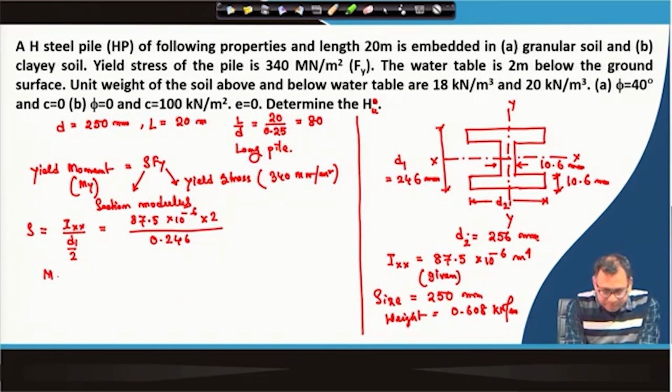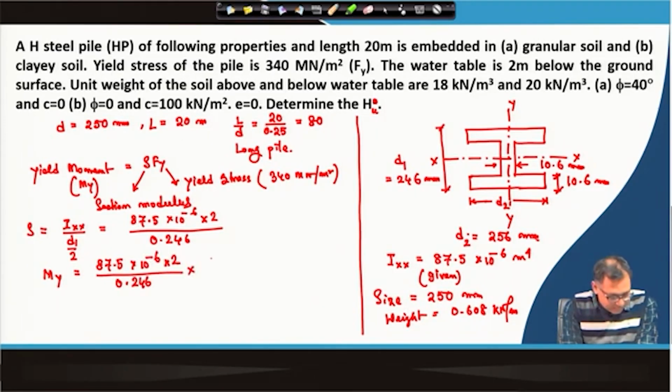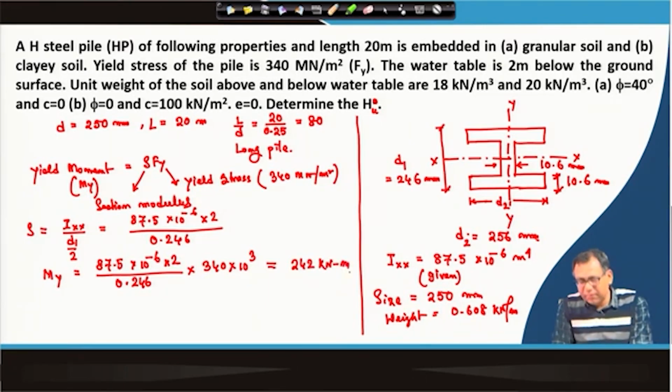So, M y will be S into F y. So, S is 87.5 into 10 to the power minus 6 into 2 divided by 0.246, F y is equal to 340. It is given as mega Newton, so we are converting it to kilonewton. So, this will be 10 to the power 3. So, this value is 242 kilonewton meter. So, yield moment for this particular section is 242 kilonewton meter. Okay.